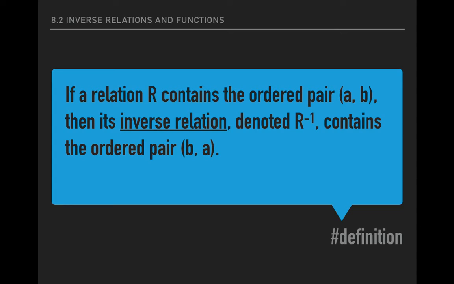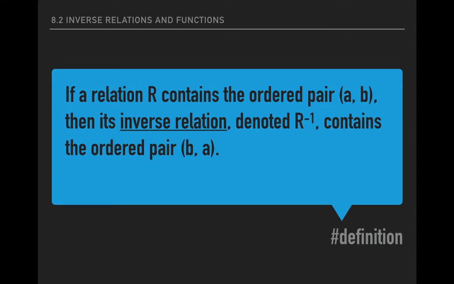If you have a relation, we'll call the relation R. Relations are just ordered pairs. So say in this relation you have the ordered pair (a, b). Then its inverse relation, which you would denote R with an exponent of -1, is how you write the inverse of R. It would contain the ordered pair (b, a).